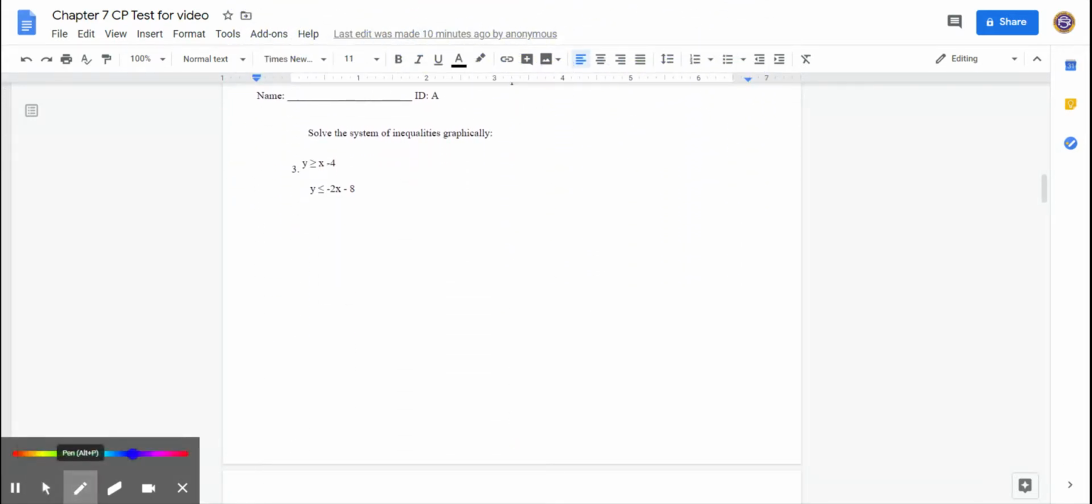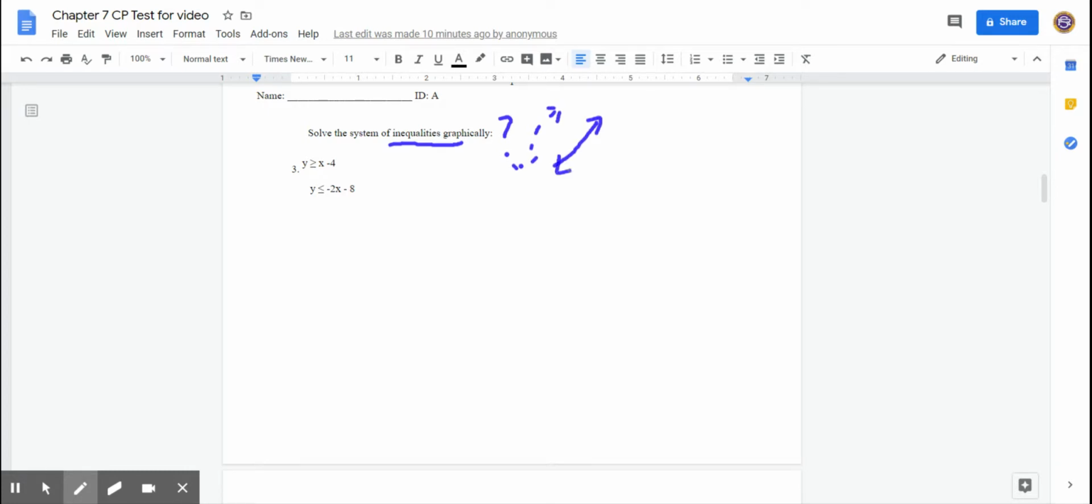The next two, if you notice, have inequalities. So you have to remember when you have inequalities, you're going to be asking, is it a dashed line or a solid line? And where do we shade? Do we shade above or below the line? Okay, those are the things that you have to remember when you're doing inequalities.